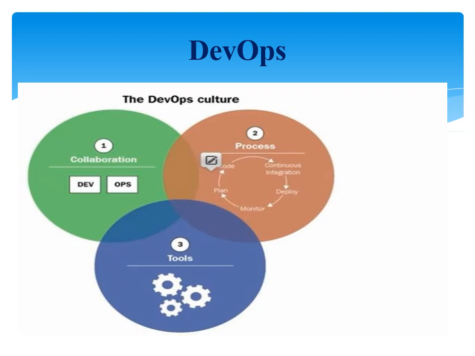Here, the diagram shows the DevOps culture. It is the combination of three things: collaboration, process, and tools. In collaboration, we have development and operations. Then it can be done with a process, that is continuous integration, deployment, monitoring, planning, and coding. And to provide all these things, we need some tools to make sure all these things are done perfectly.